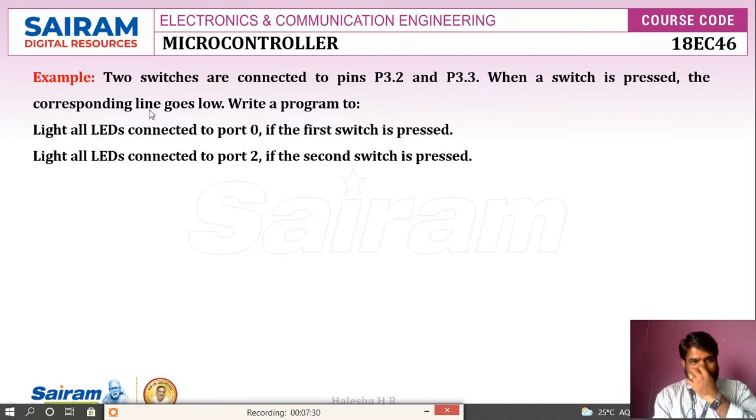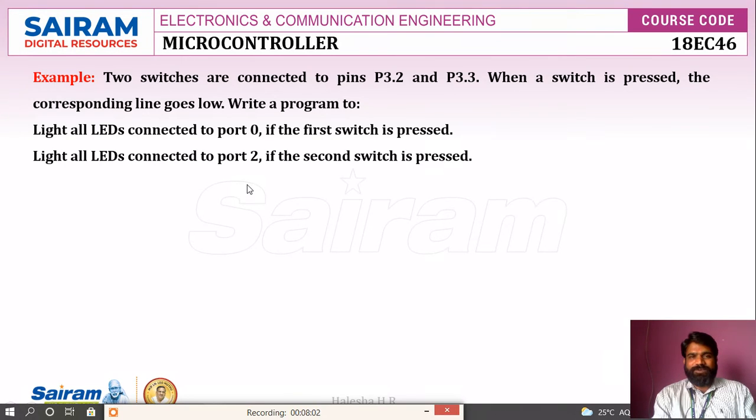Write a program to light all LEDs connected to port 0 if the first switch is pressed. That means we have connected LEDs to port 0 as well as port 2. If the first switch is pressed, light all the LEDs which are connected to port 0. And if the second switch is pressed, make the LEDs which are connected to port 2 on. So this is the question.